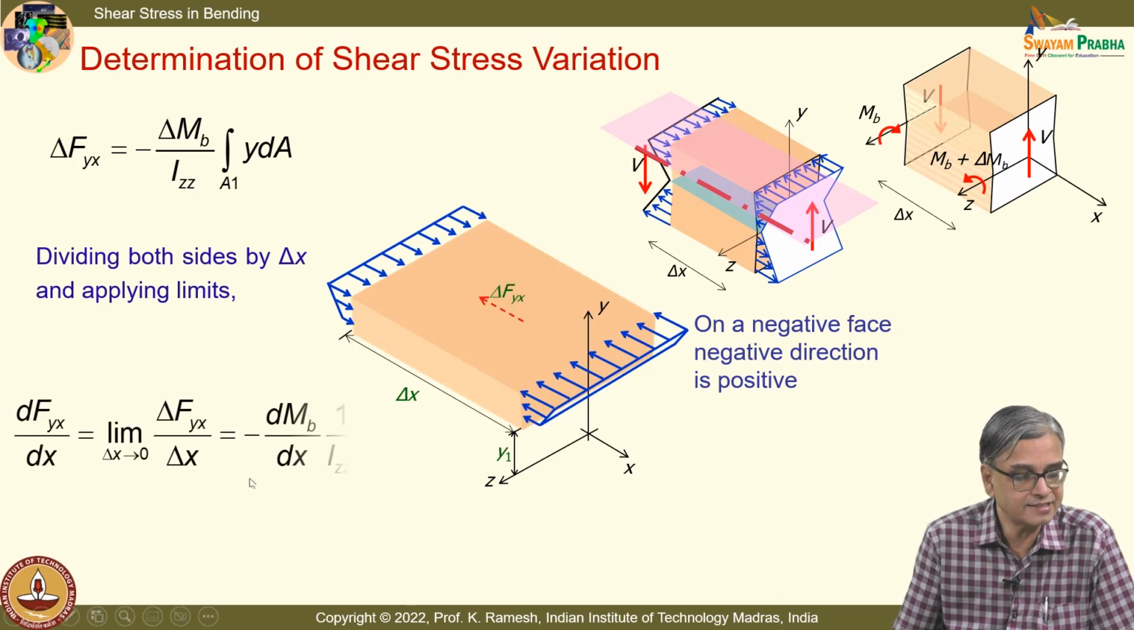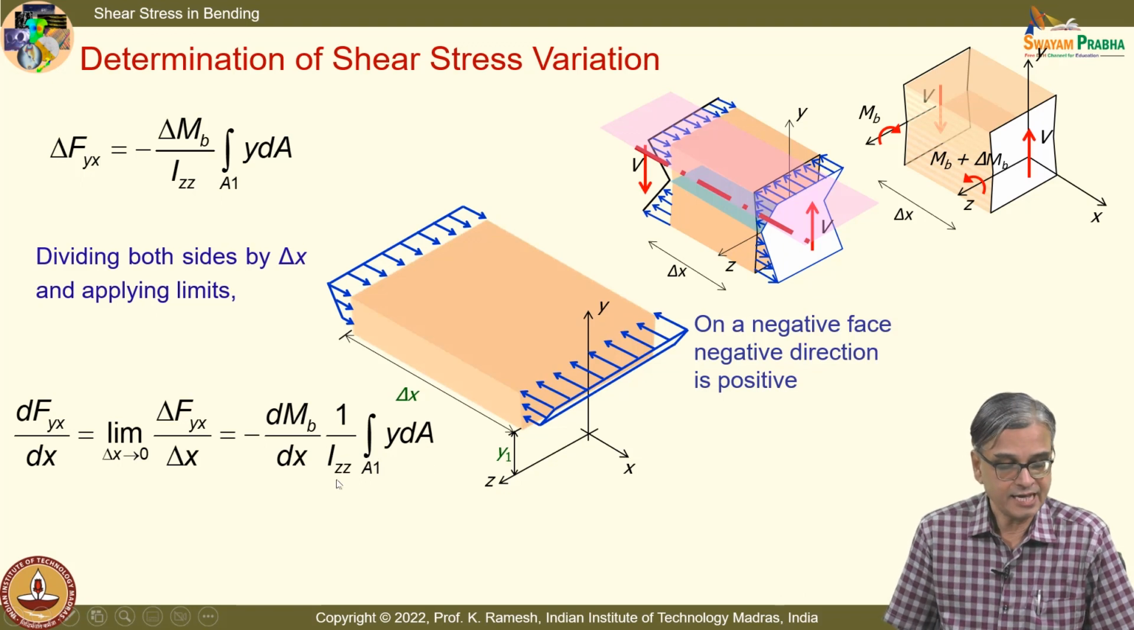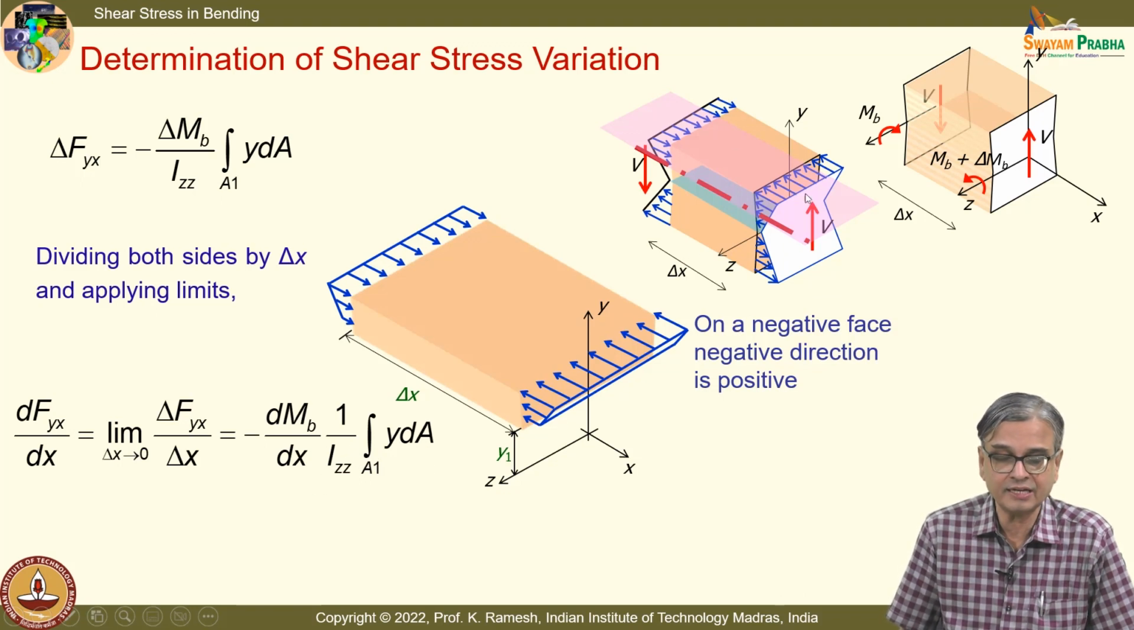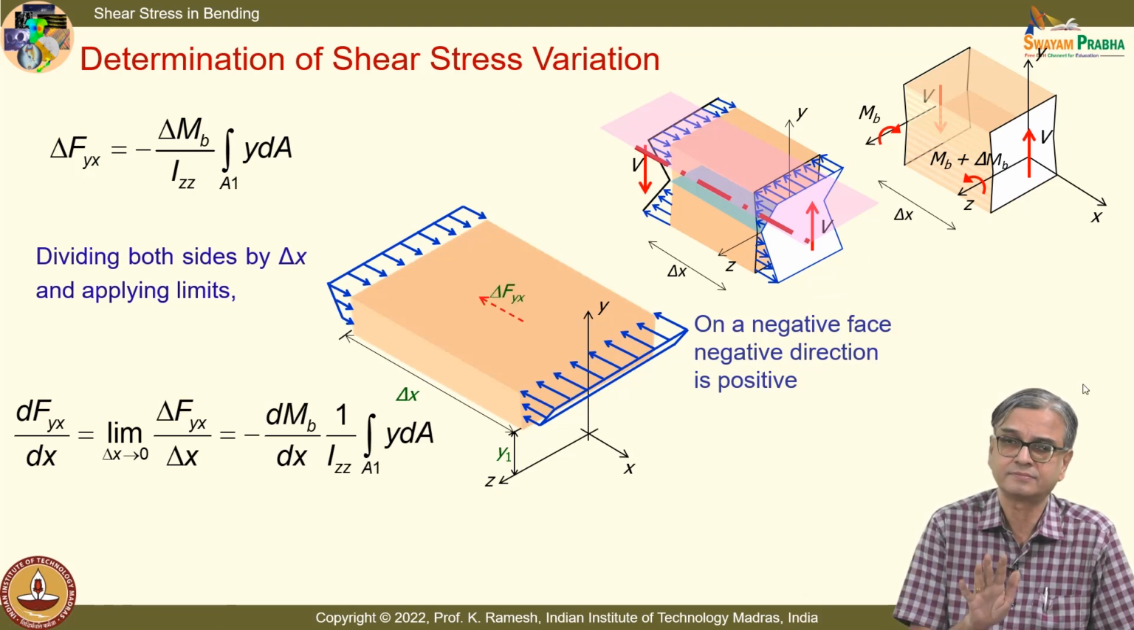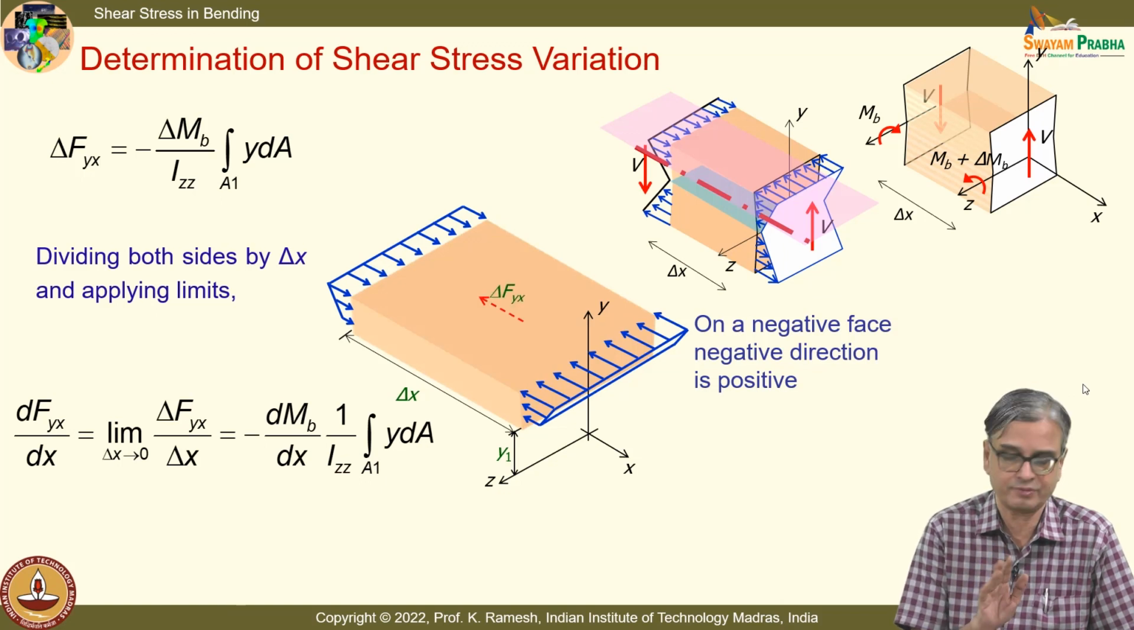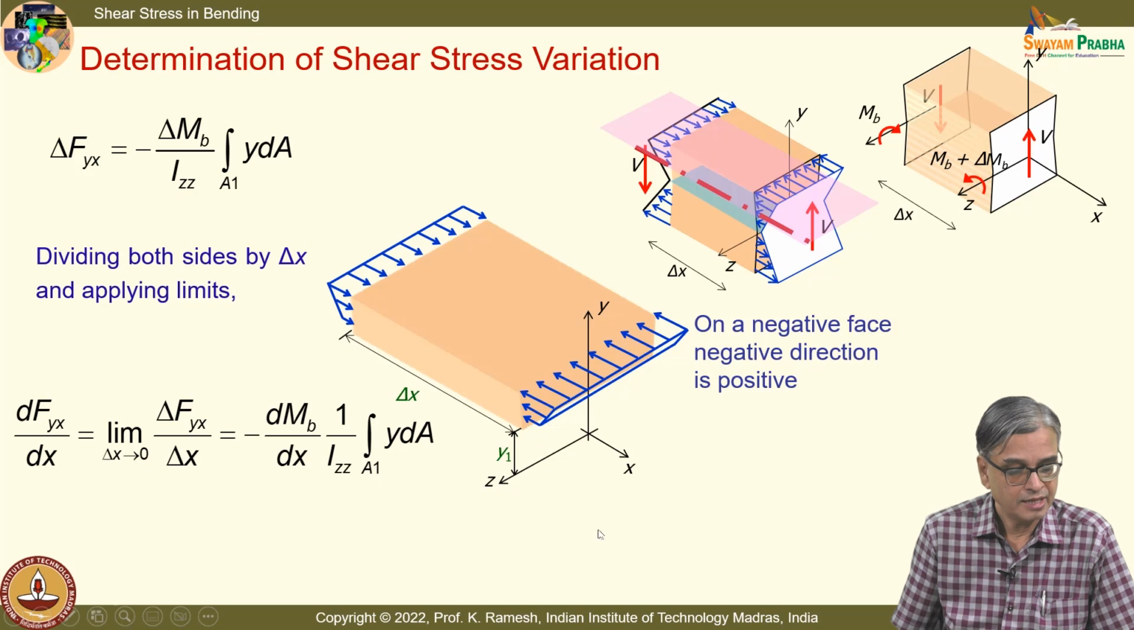So, I get dFyx divided by dx equal to limit delta x tends to 0, delta Fyx divided by delta x, equal to minus dMb by dx, 1 by Izz, integral y dA. I have been able to take this out because I consider the beam has a constant cross section made of one material, that is also something I am conscious about. And y dA you can easily calculate, and we will also replace this by Q.